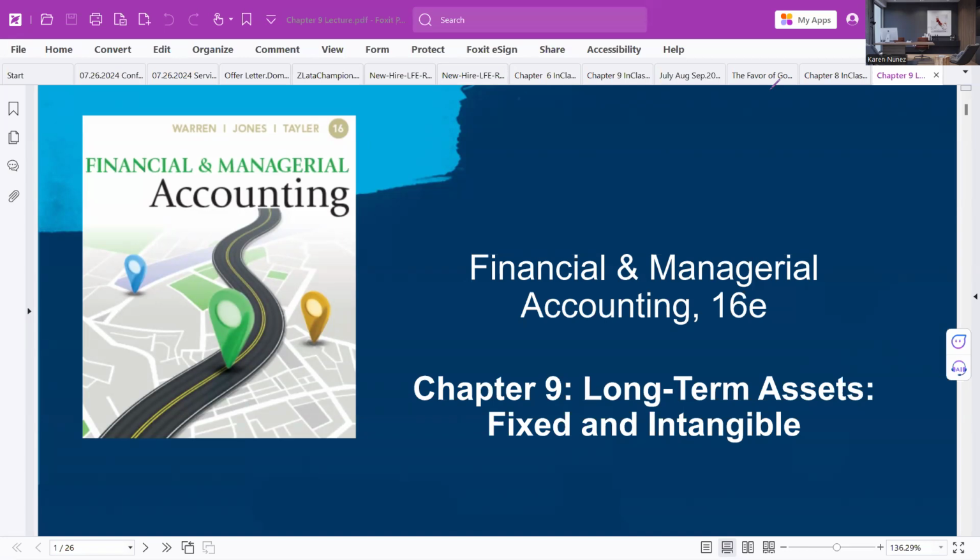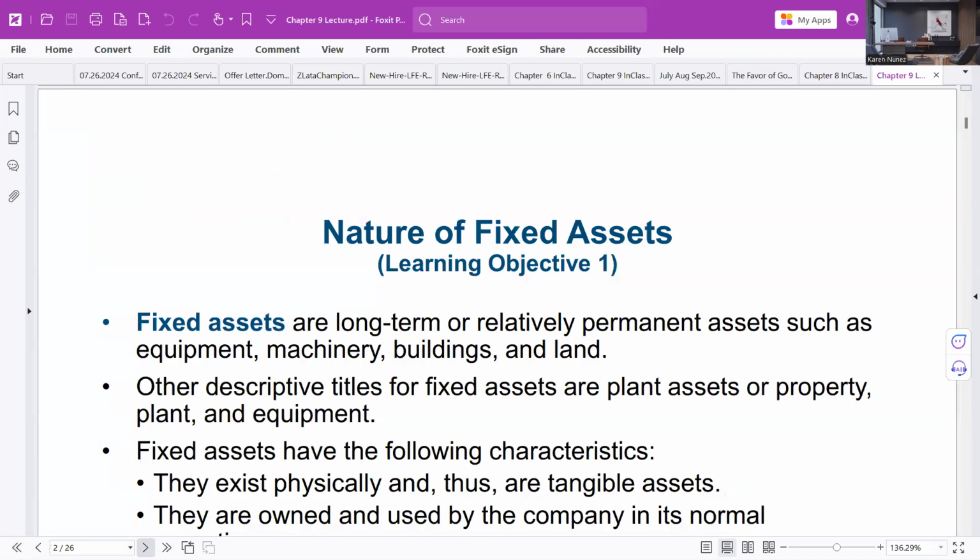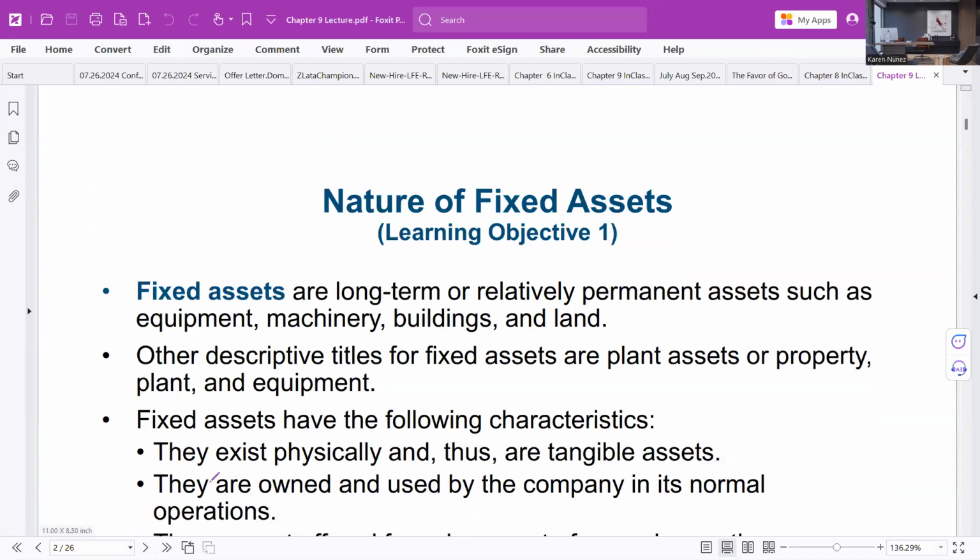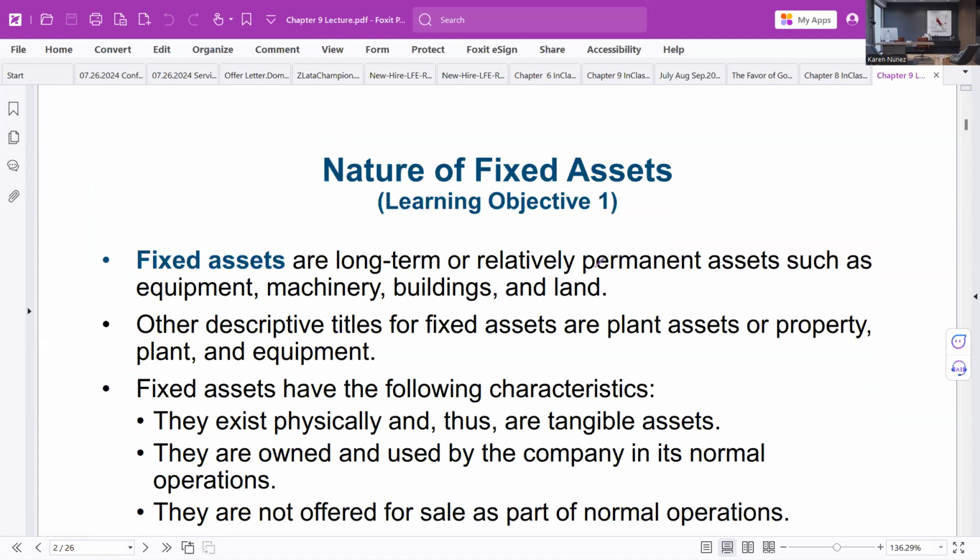In Chapter 9, we're focusing on long-term assets, both the fixed assets and the intangible assets. Let's start with the fixed assets. The characteristics of the fixed assets are that they're relatively permanent, and they typically are related to things like the plant and equipment. Plant, property, and equipment. And sometimes we just abbreviate those fixed assets as PP&E, again, for plant, property, and equipment.